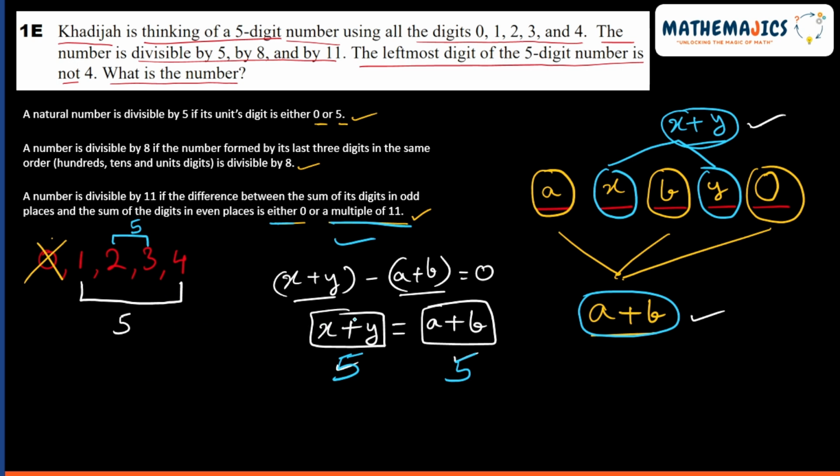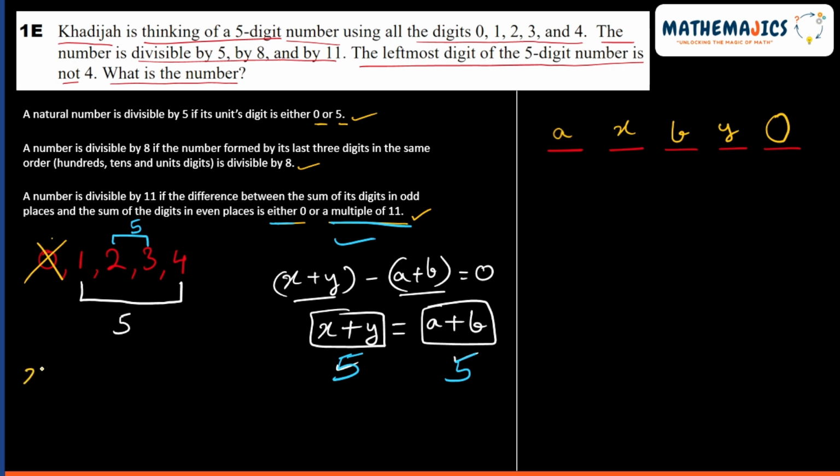Let's see. So what are the possibilities for x and y? The possibilities are 1 and 4, or it can be 2 and 3, because the sum is 5. Now what are the possibilities of a and b? See, if x and y is 1 and 4, a and b will be 2 and 3. Or when x and y is 2 and 3, a and b will be 1 and 4.